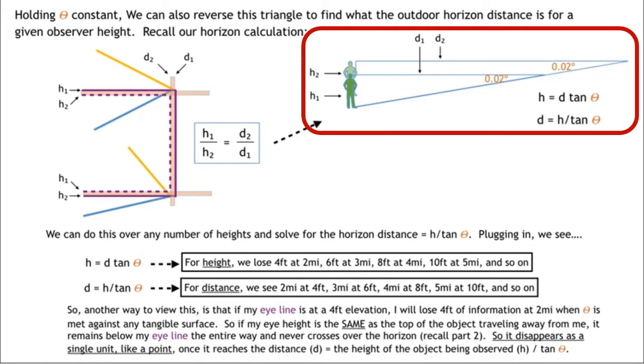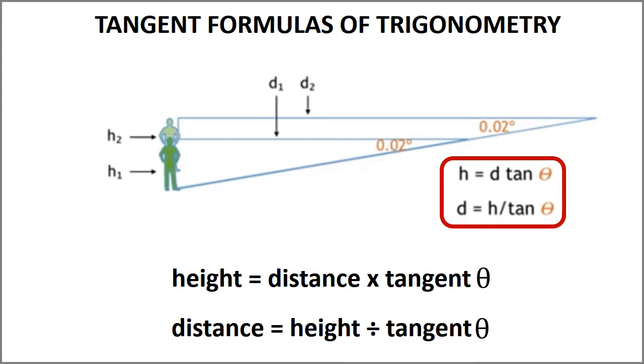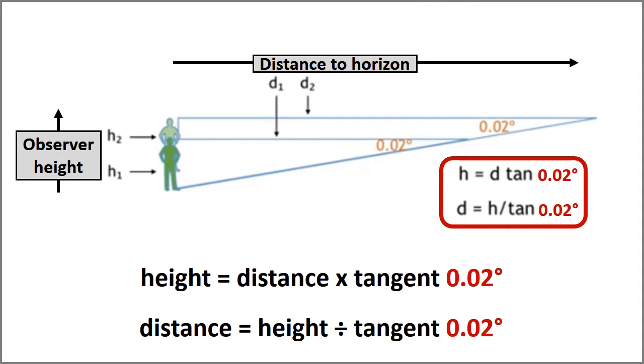But here he does correctly use trigonometry. We can see 2 inverted right triangles in the upper left-hand corner here. And what we have is 2 tangent formulas of trigonometry. One of them is height is equal to the distance times the tangent of the angle, and distance is equal to the height divided by the tangent of the angle. And Travis is using the observer height and the distance to the horizon, and the angle is 0.02 degrees. So where did this angle come from?